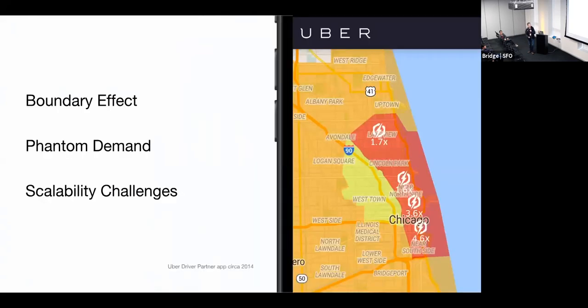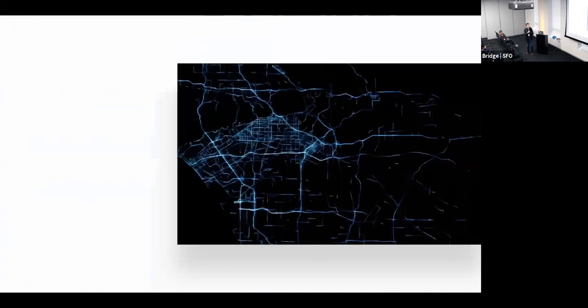One more issue here. Cities don't look like this. When you look at the actual city, it doesn't divide itself into geofences. Cities are continuous, they're complex. They look more like this. And we needed a system that could actually represent dynamically what a city looks like and wouldn't be confined to these definitions of these geofences that we were drawing.